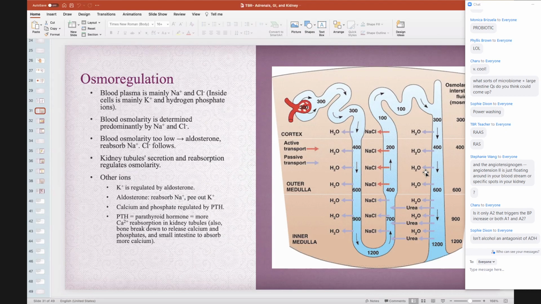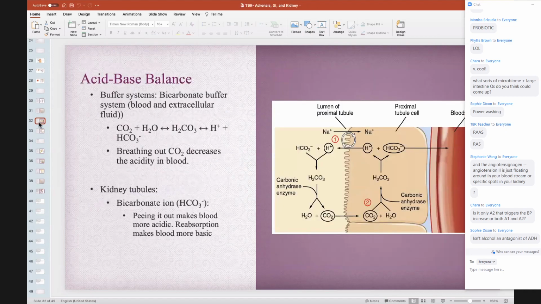So aldosterone increases blood osmolarity as well, right? Because we're going to reabsorb the sodium chloride back into the blood supply so the water follows and we can increase plasma volume. All right. We'll talk more about the secretion and absorption here in a little bit more detail.